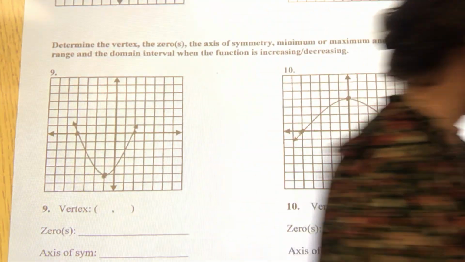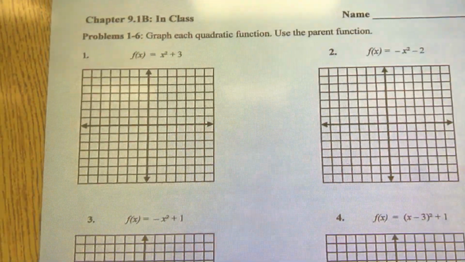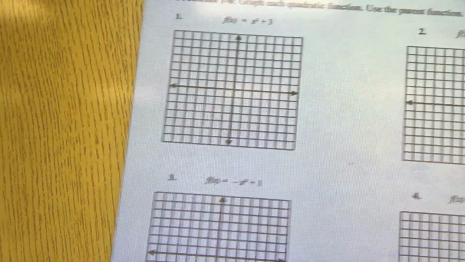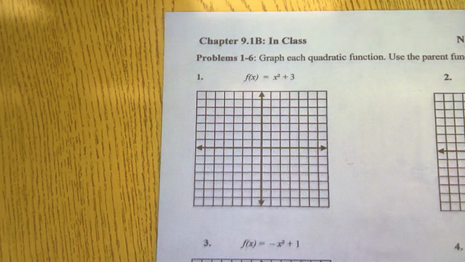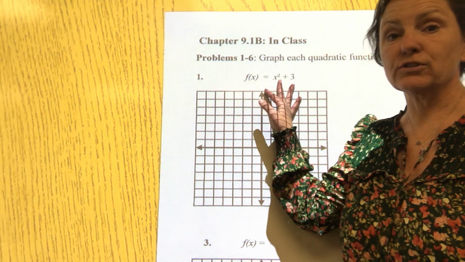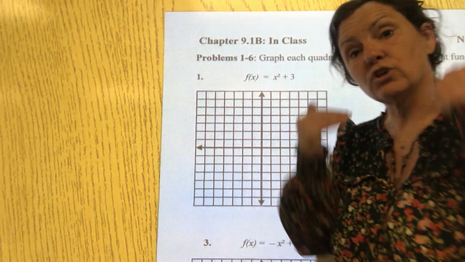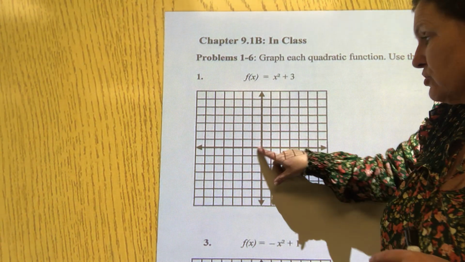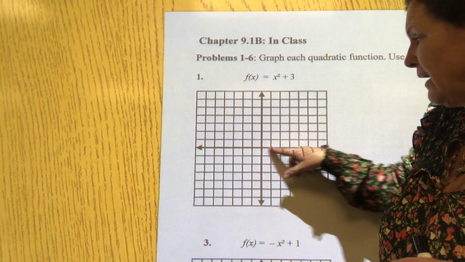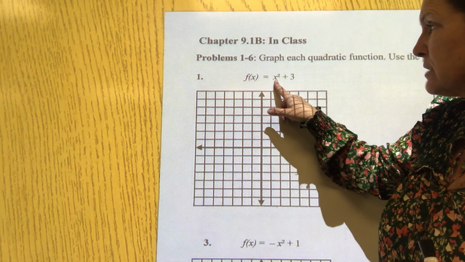All right. Okay, so let's go back to the notes on the front. Trying to get this straight. Okay, that's good enough. So let's look at this first question. So start thinking about that parent function. Remember, it starts at 0, 0, 1, 1, and 2, 4. This one's the parent function.